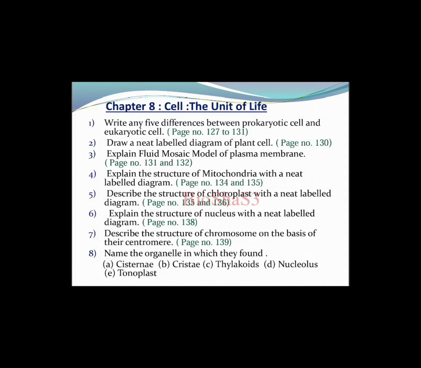Then the 8th question: name the organelle in which they are found. They have given the parts or some of the labelings of the organelles, and you have to match in which they are found. So where is the cisternae, where is cristae, where is thylakoids, nucleolus, tonoplast. Tonoplast is in vacuole, nucleolus is the part of nucleus. Thylakoids will come in the chloroplast. So find out where it is present in cisternae and cristae. Don't get confused. Both the terms are different and they are found in different organelles.